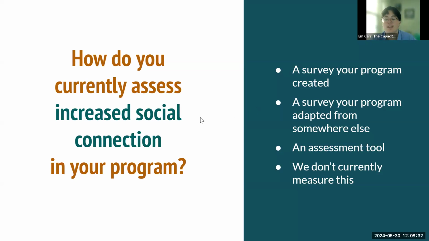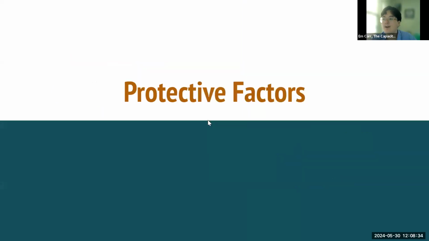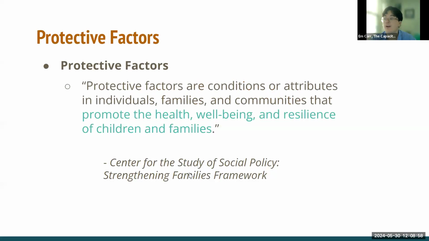So why am I talking about increased social connection, which might seem like a really vague and random icebreaker question? I'm talking about it because that is one of the protective factors that the CRMT-PF measures. And you might have heard of protective factors before because they're part of the evaluation framework used by Best Starts for Kids to assess your programs.